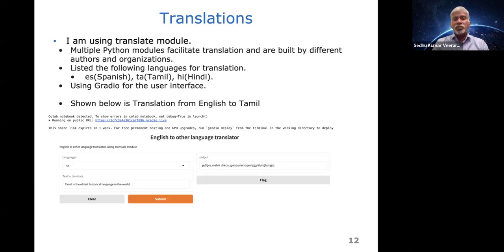I'm using the translate module for translations. Multiple Python modules facilitate translation and are built by different authors and organizations. Listed the following languages for translation: Spanish, Tamil, and Hindi. Using Gradio for the user interface. Shown below is translation from English to Tamil. Here the statement is "Tamil is the oldest historical language in the world." And this is the original Tamil language, where I come from.